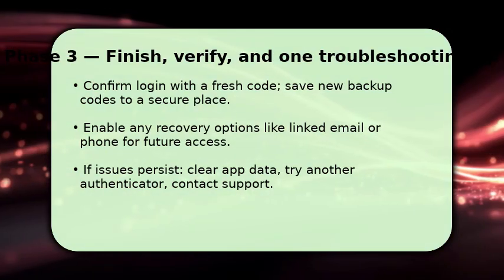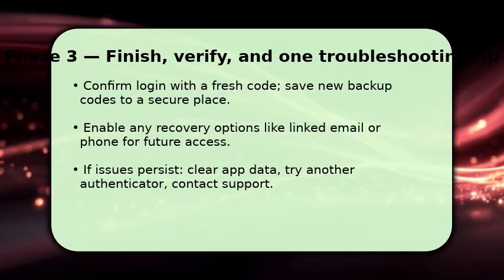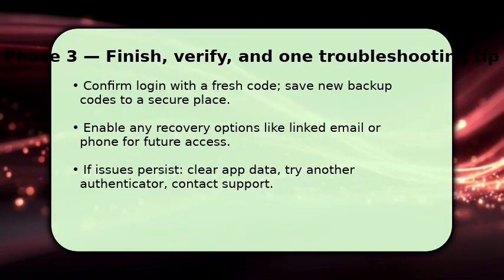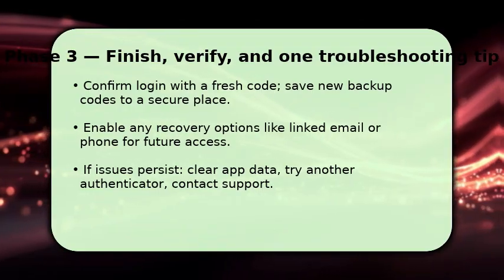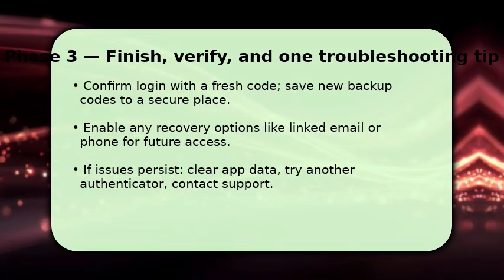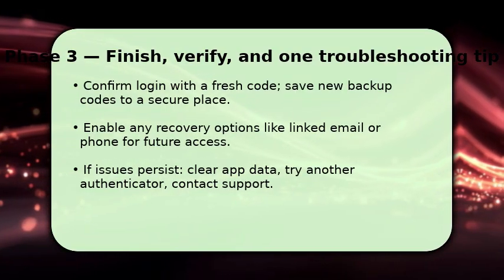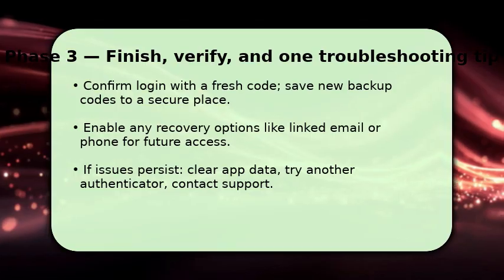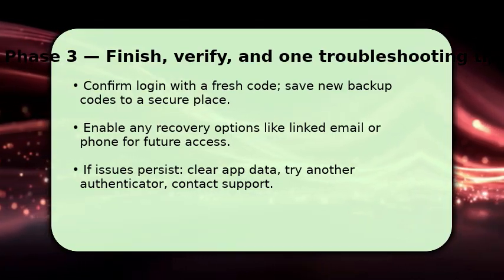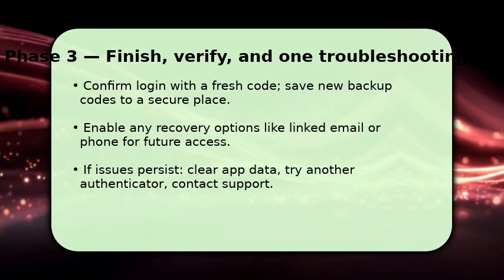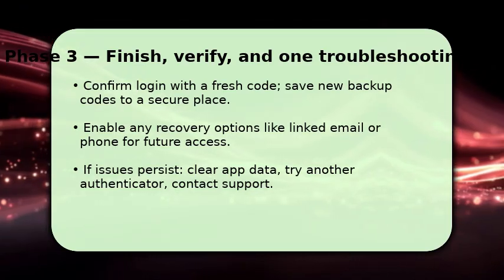Once you enter a valid 6-digit code and Roblox confirms setup, test a full sign-out and sign-in to ensure the Authenticator works reliably. Immediately store the newly issued backup codes in a safe location and enable recovery options like your email or phone. If the code still won't work, clear the Authenticator app data or reinstall it.